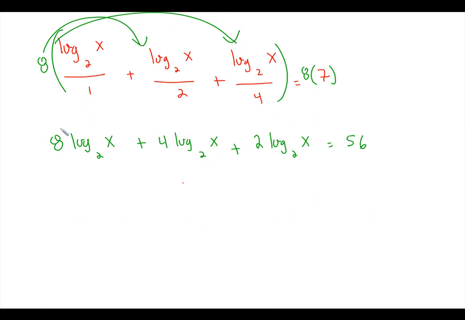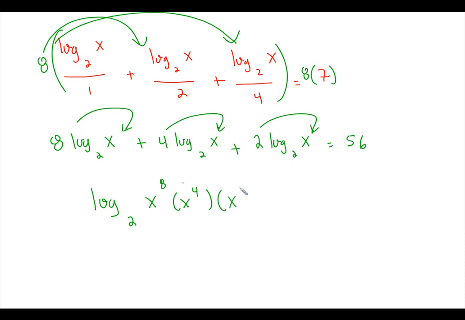And now we're going to move all these numbers in front of the logs to the exponent spot back here, using the log properties. Now I'm going to condense this into a single log. So now I can rewrite this as one single logarithm. This would be log base 2 of x to the 8th power times x to the 4th times x squared is equal to 56.